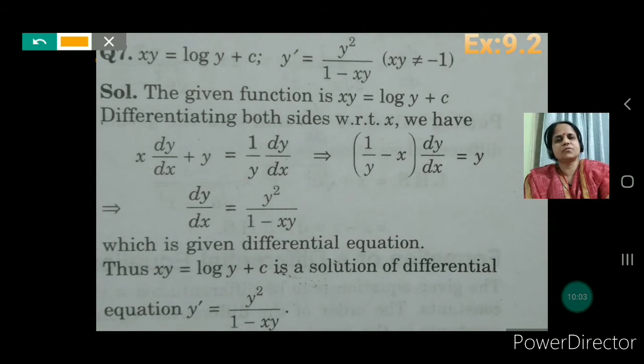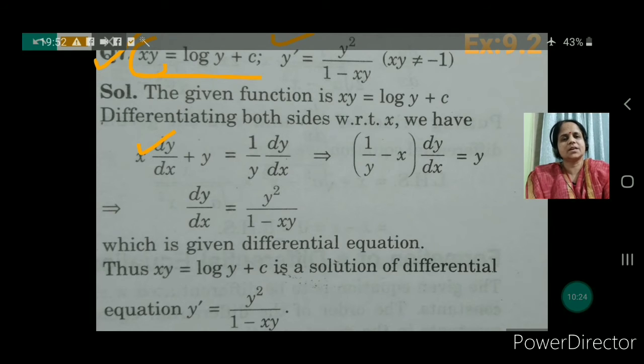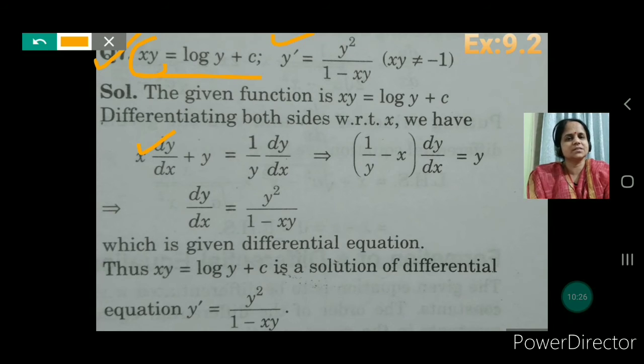Now student, move to question number 7. Here xy is equal to log y plus c and the differential equation is given y dash is equal to y square upon 1 minus xy. Very simple question. First take the derivative. So differentiating both sides with respect to x, you will get here, apply the product rule, x dy upon dx plus y, and here it is 1 upon y dy upon dx.